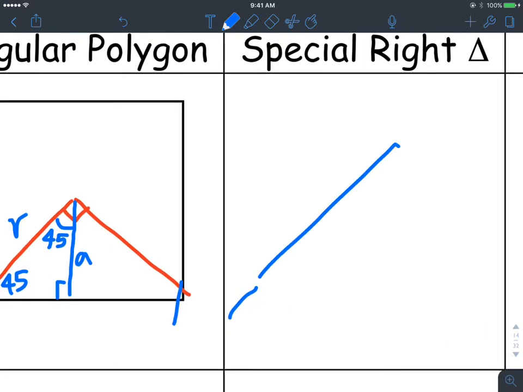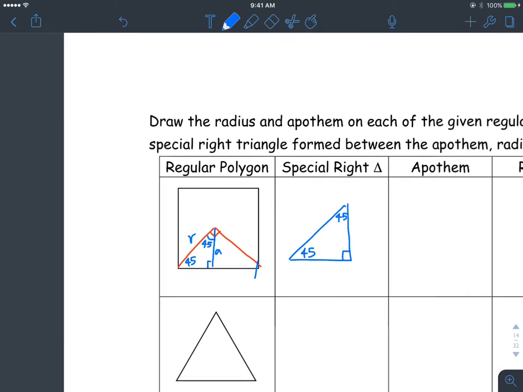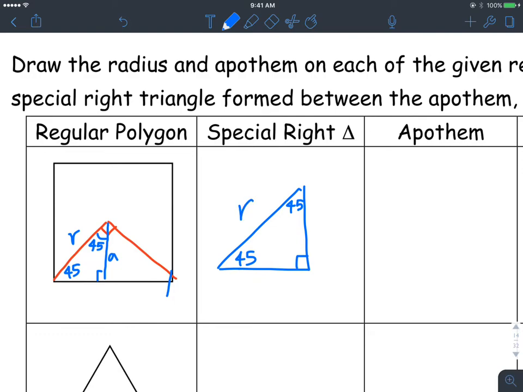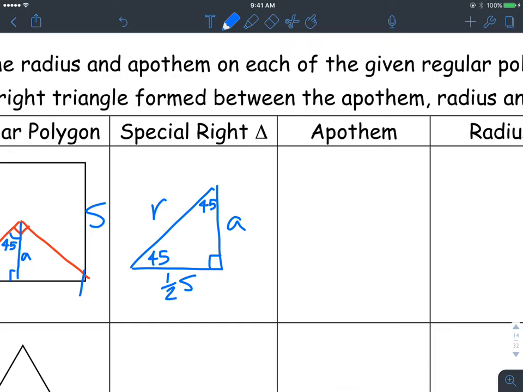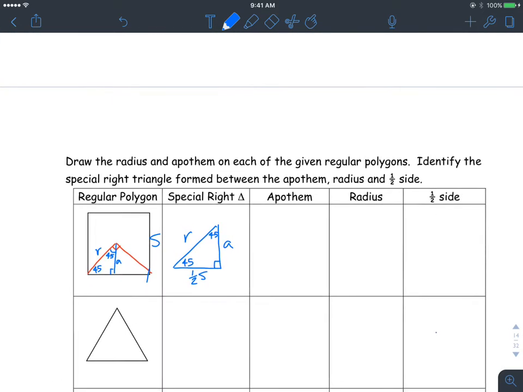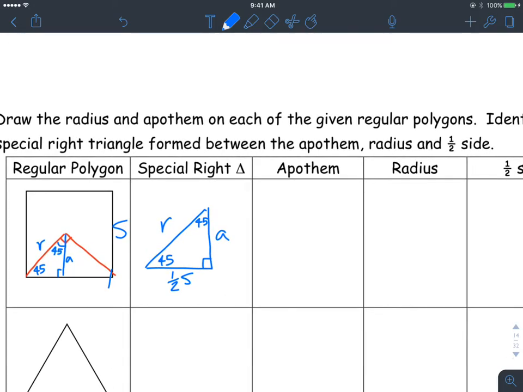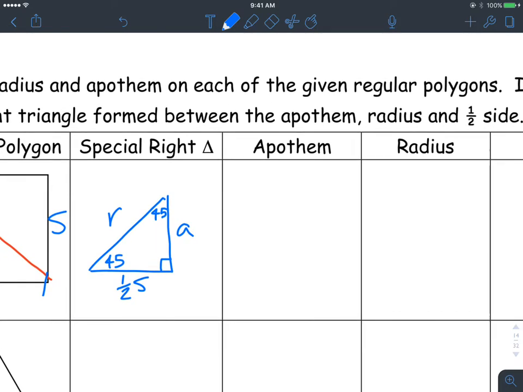So if you want to go ahead and redraw that triangle a little bit bigger over here, go ahead and do that. So 45, 45, and then 90. And then if you want to label your sides, I guess R and A. And then this right here is like a half of the side. So sometimes we'll use that right there. We'll say s for like a full side and then like half s for the half side right there. Alright, then after that we can go and label the apothem, the radius, and the side.